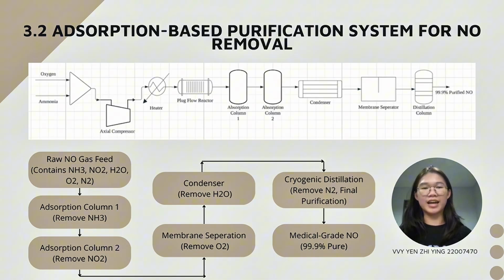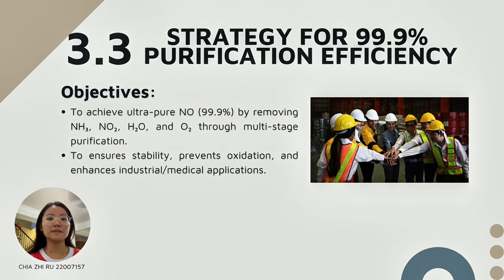These steps ensure the highest purity standard for medical and industrial applications. By integrating these four key purification steps, we efficiently remove all unwanted impurities, delivering high purity NO suitable for critical uses. Let us now explore the detailed specifications of each process. Our goal is to achieve 99.9% nitric oxide purification efficiency for medical and industrial applications.